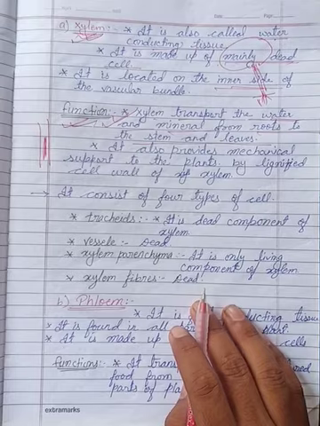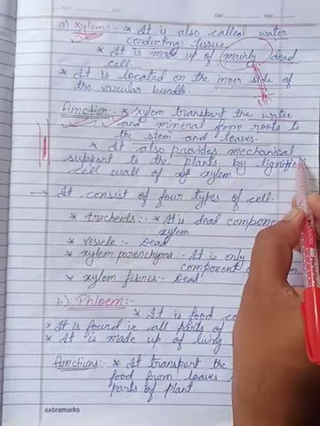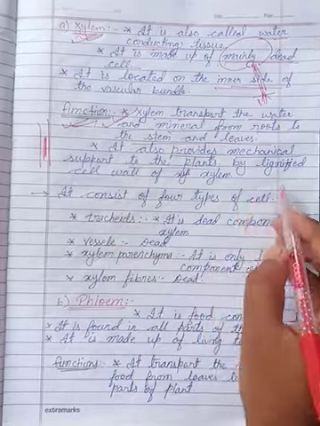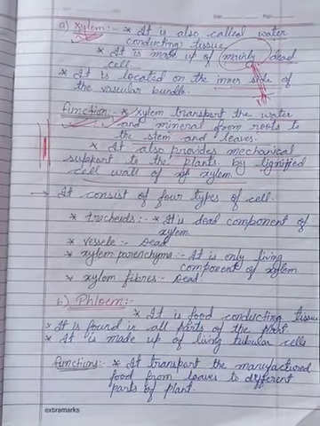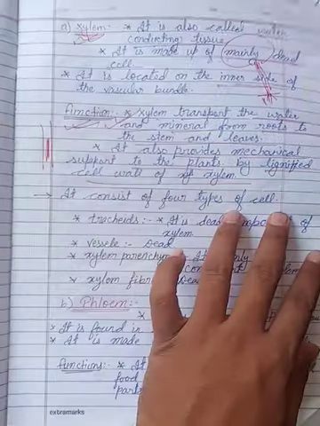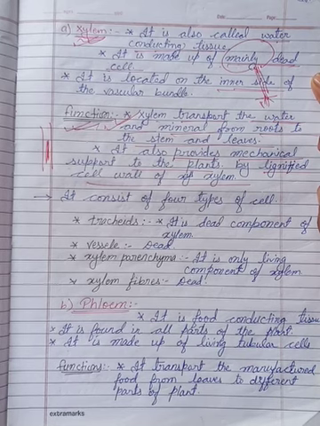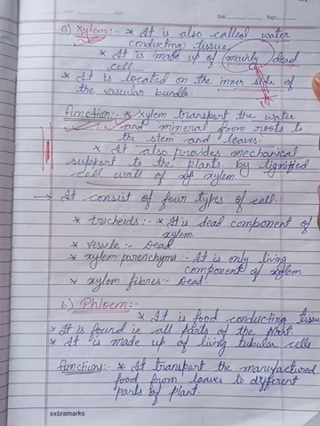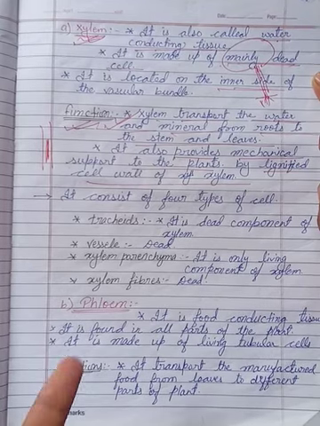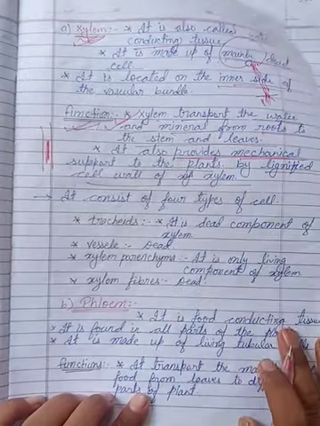Now the next function of the xylem is that it also provides mechanical support to the plants through its lignified cell wall. That means if the cell wall of xylem is lignified, that means lignin is present in the cell wall of xylem, that kind of cell provides mechanical support.